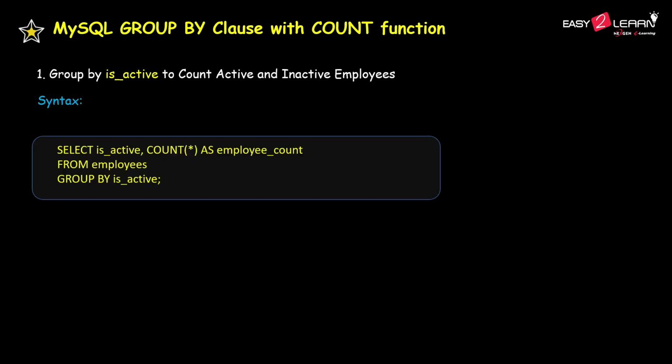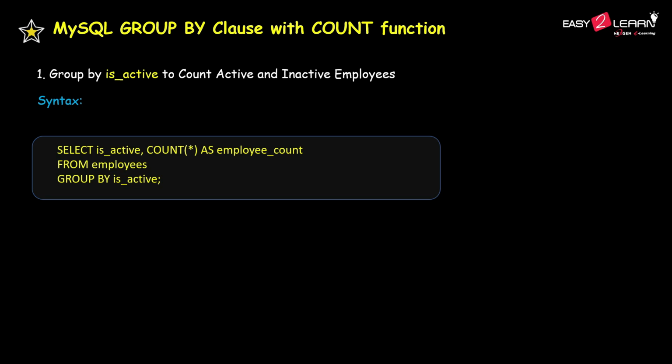So we need to group by on the particular column. This is the way we can write the query. SELECT is_active column, and we can use COUNT(*), which counts all the members, AS employee_count. That is an alias name, because otherwise we would get the column name as COUNT(*), which is not good. That's why we rename it as employee_count, FROM the table employees GROUP BY is_active.